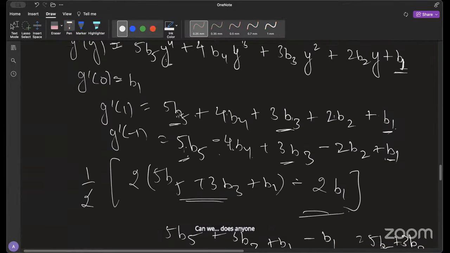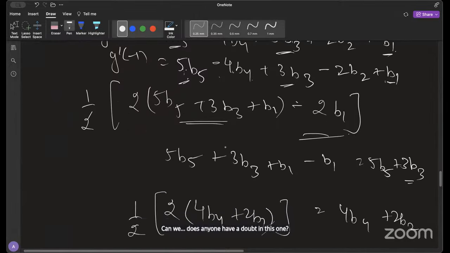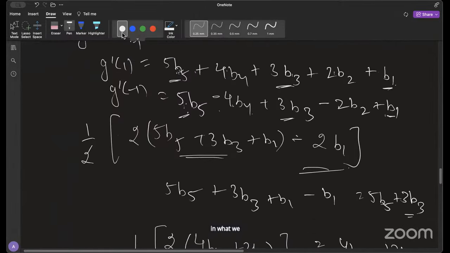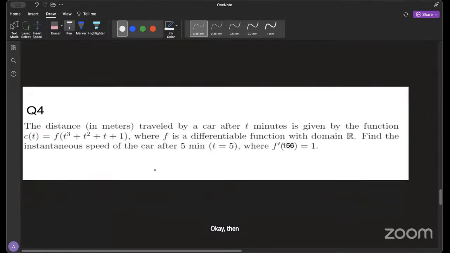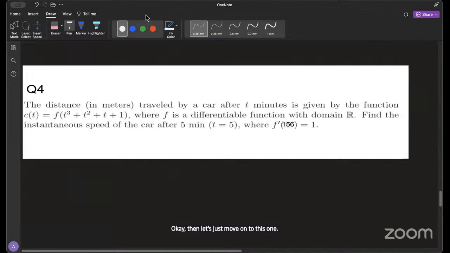Does anyone have a doubt in this one? Or so far in what we've discussed? Okay, then let's just move on to this one. Try this question.